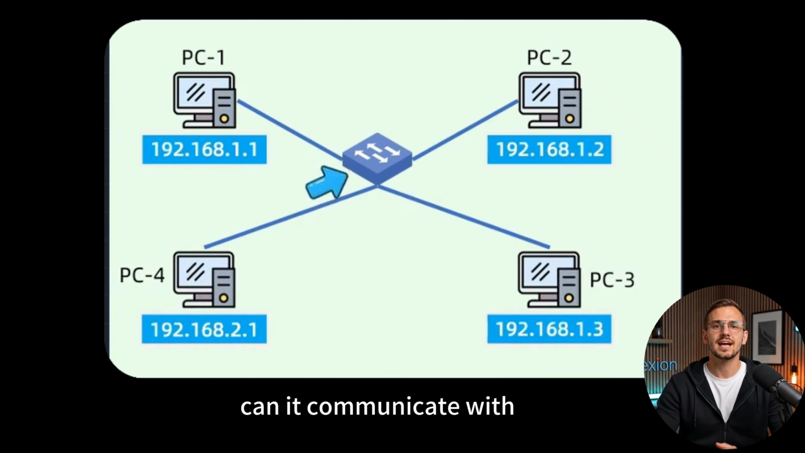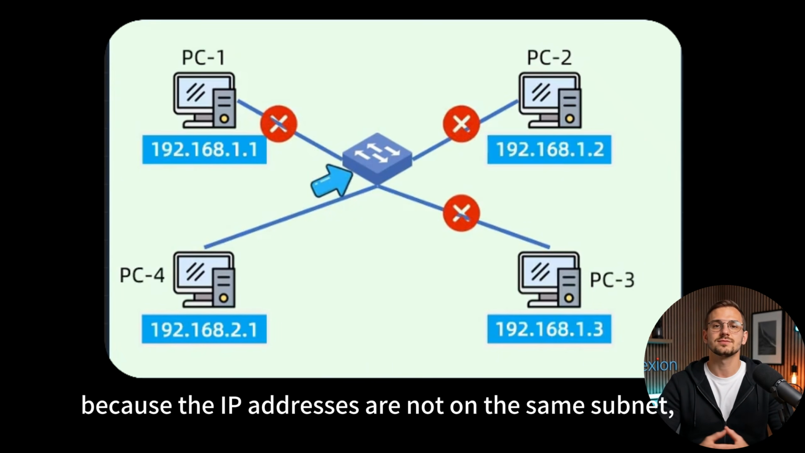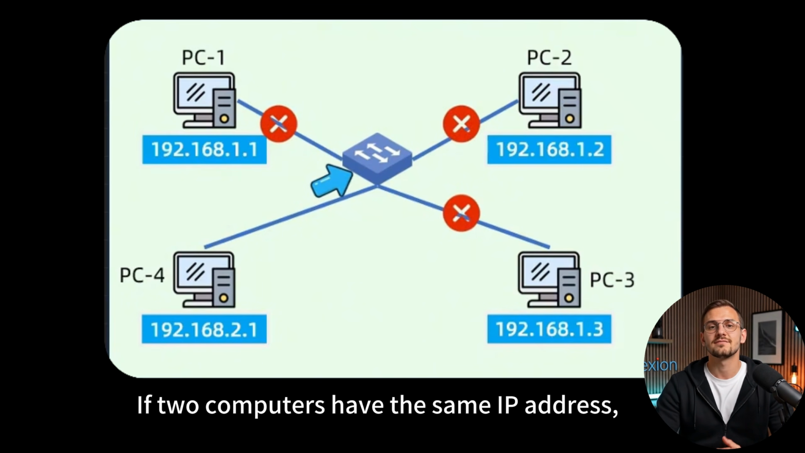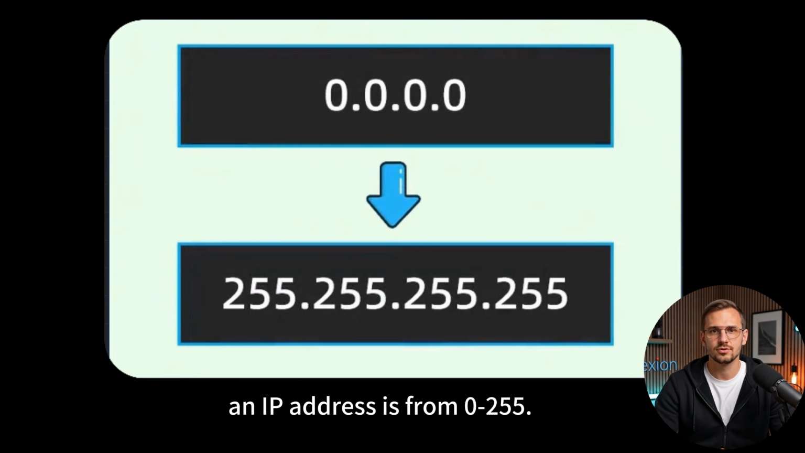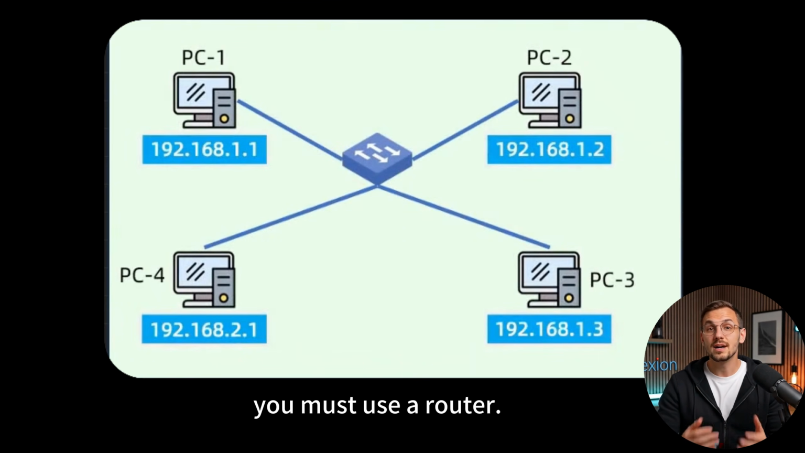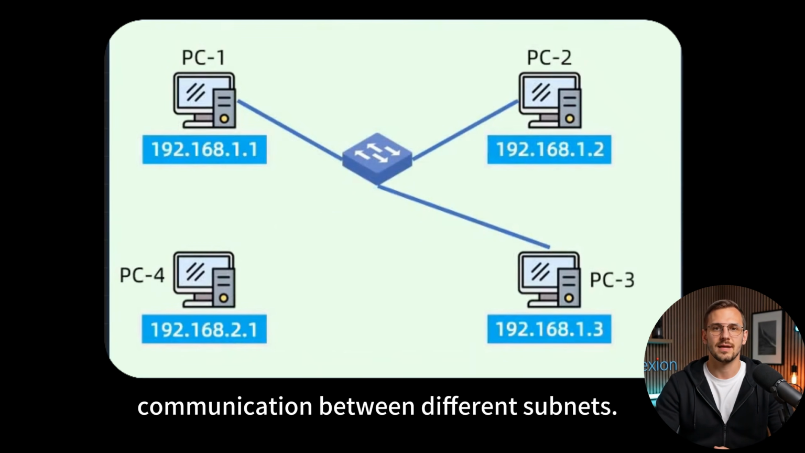So, can it communicate with the other 3 computers now? The answer is that they cannot communicate because the IP addresses are not on the same subnet. And this is because IP addresses are unique. If 2 computers have the same IP address, a conflict will occur, and the range for each part of an IP address is from 0 to 255. Therefore, if you want to communicate across different subnets, you must use a router. The function of a router is to allow communication between different subnets.